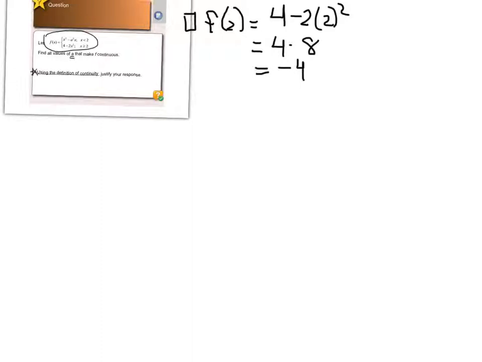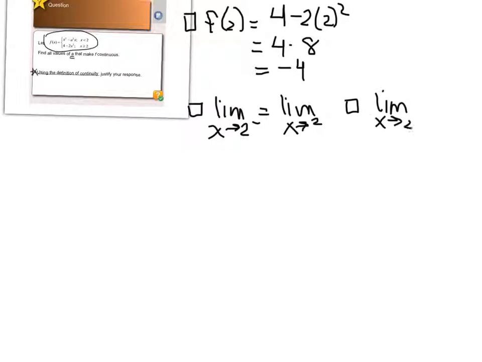Now the second condition of continuity is that the limit as I approach 2 from the left has to equal the limit as I approach 2 from the right. And then of course the third condition of continuity is that the limit must be equivalent to the value at 2. So now let's go ahead and take a look at this then.